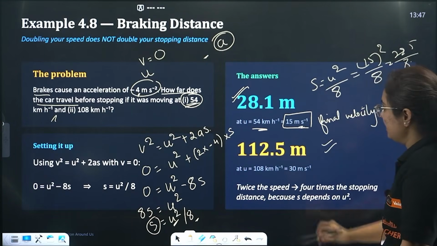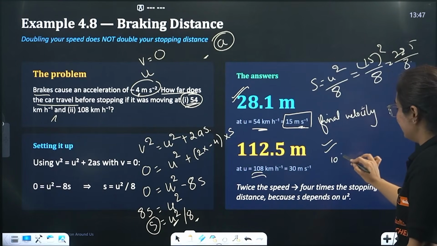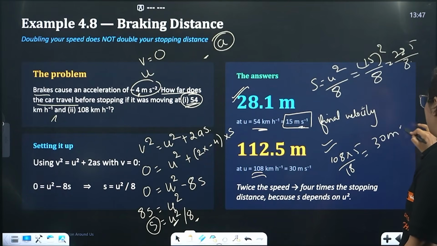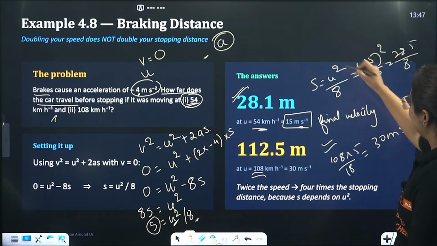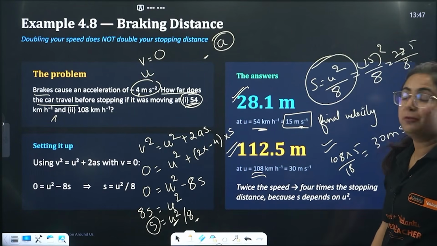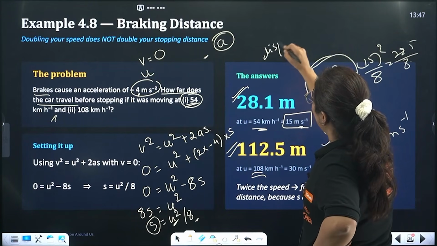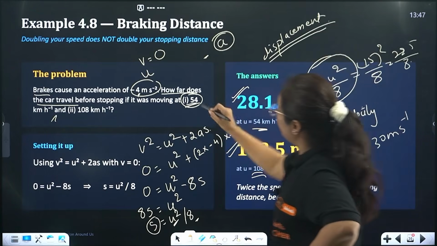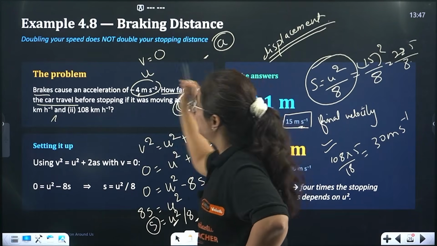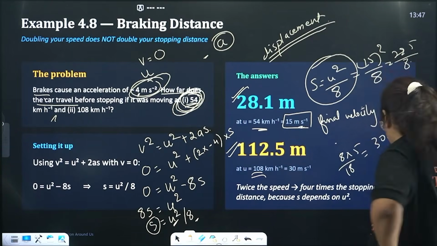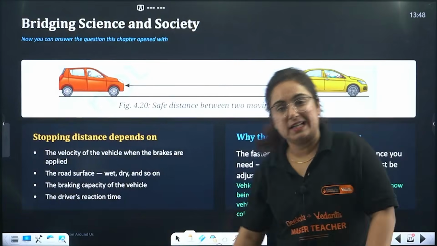And here for the same, just change it, 108 into 5 upon 18. You will get 30 meter per second. Put it into this formula and it will be 112.5 meter. This is how you find the displacement in the case when your object was at a velocity and the brake is applied with an acceleration of this amount. When these numbers are given beta, it will be helpful to you in solving the numericals.